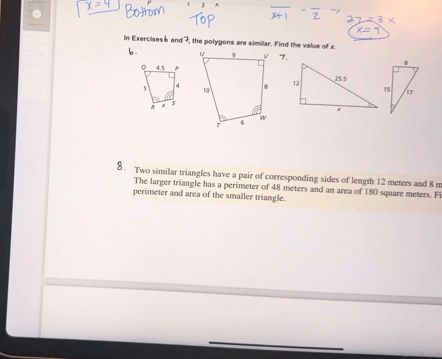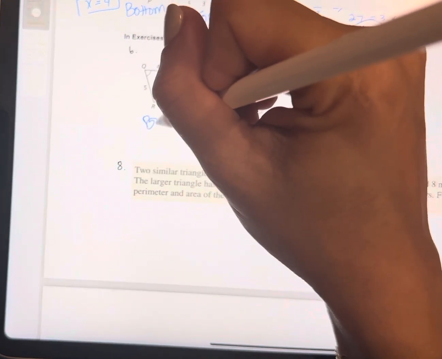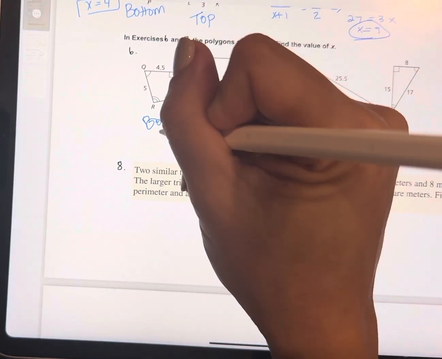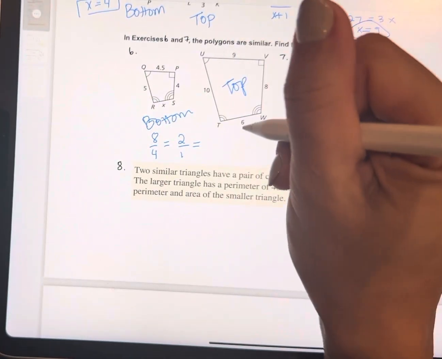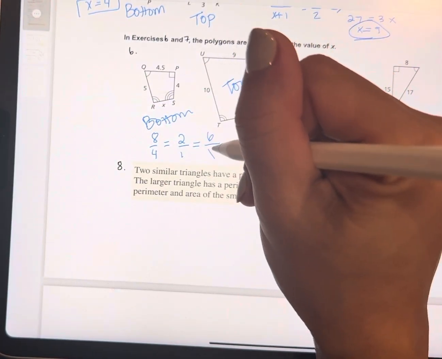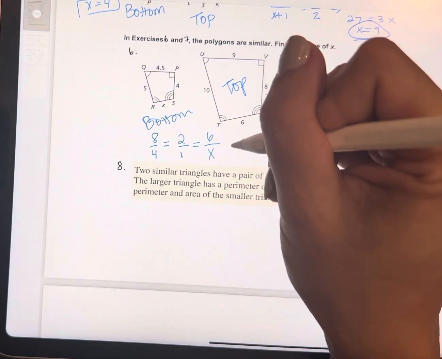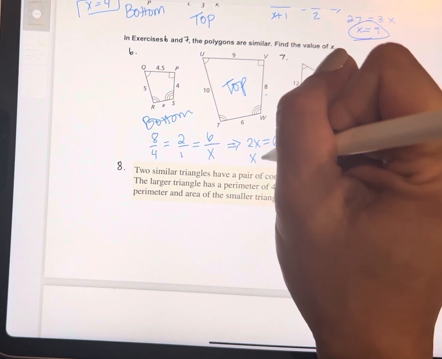All right, we're continuing this with more stuff. Finding the value of x. So, top, bottom, 8 over 4, which reduces to 2 over 1, must equal 6 over x. You may just be able to tell that x has to be 3 because it's half, but if not, no problem. We're just going to cross multiply, 2x equals 6 and x equals 3.